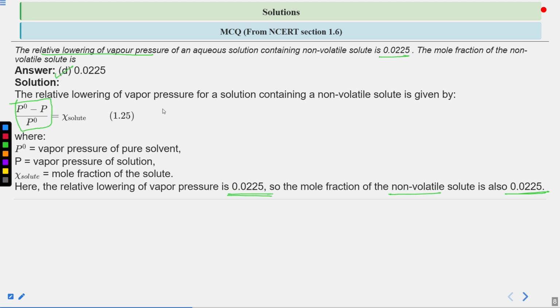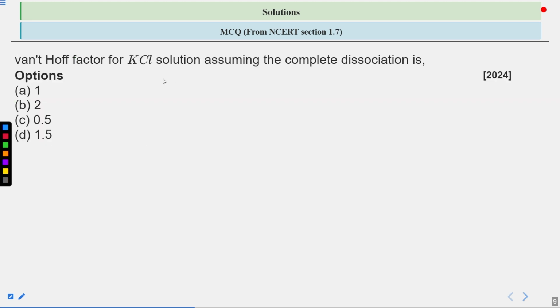Okay, moving on to the next one. This question is an MCQ type question, and we have taken this from the NCERT section 1.7 in the chapter Solutions. The question asks: the van't Hoff factor for the KCl, that is potassium chloride solution, assuming complete dissociation, is. So you have to tell the van't Hoff factor for a KCl solution, and before calculating it, assume that complete dissociation happens.